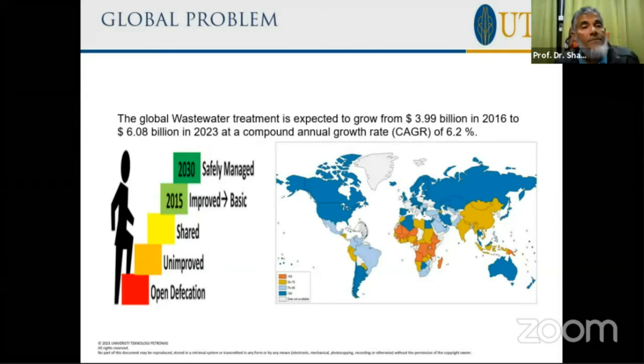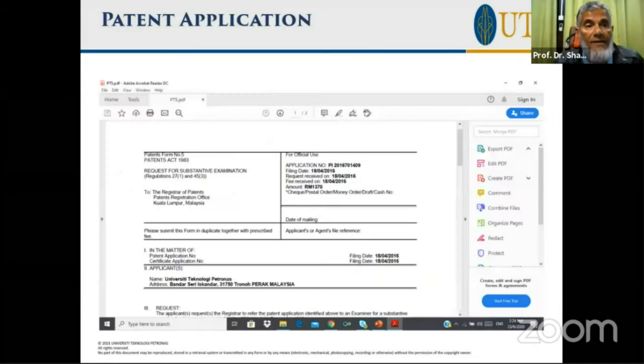Globally, we still have a problem in wastewater. Look at the figure. You still have places where you have open defecation. You still have places with unimproved wastewater treatment systems. All right, so there is a global market for the product.